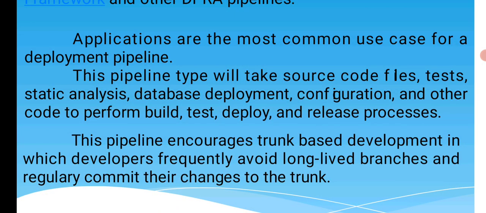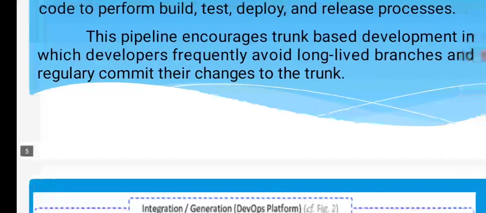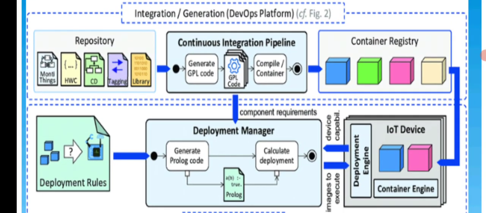Applications are the most common use case for a deployment pipeline. It will take source code, file tests, static analysis, database development, configuration, and other code to perform the build, test, deploy, and release process. This pipeline encourages trunk-based development, in which developers frequently avoid long-lived branches and regularly commit their changes to the trunk. So this is the overall architecture of a deployment pipeline.